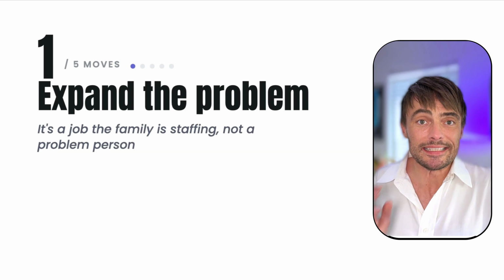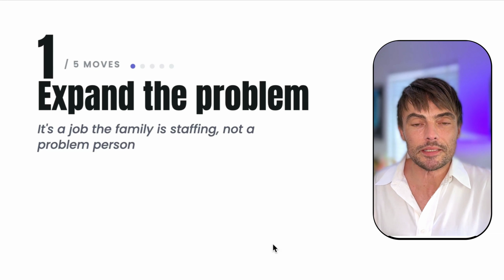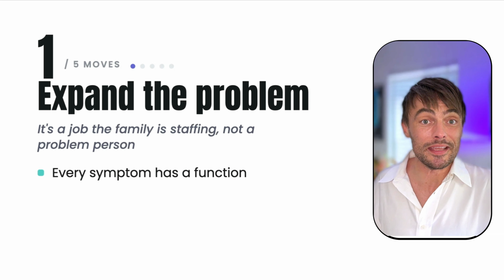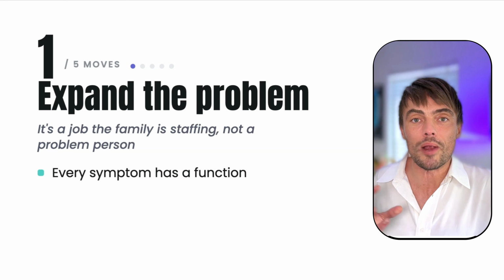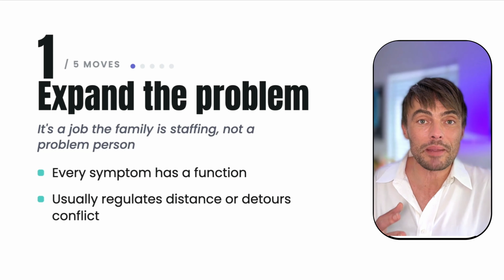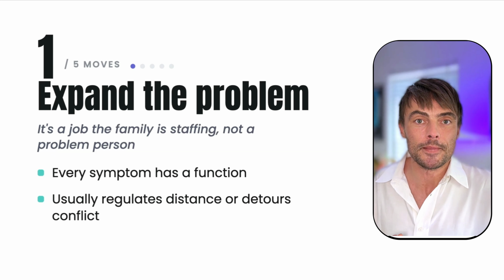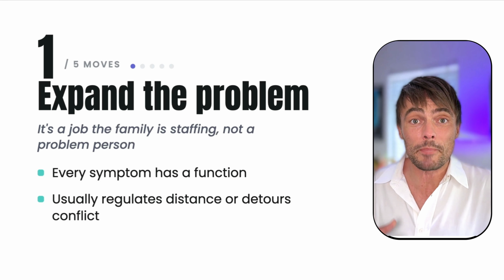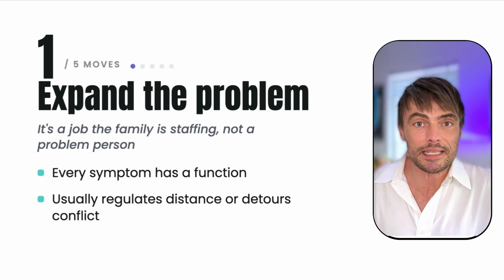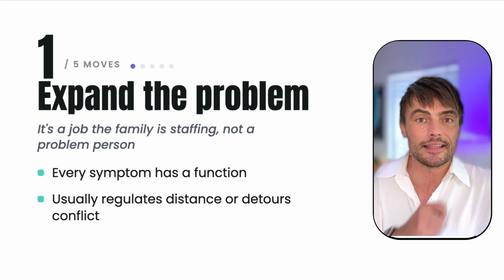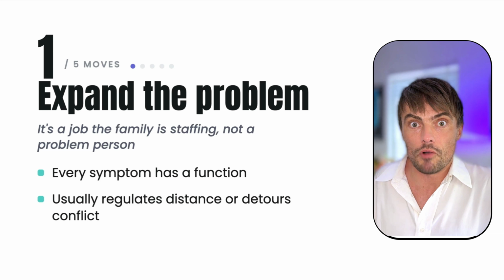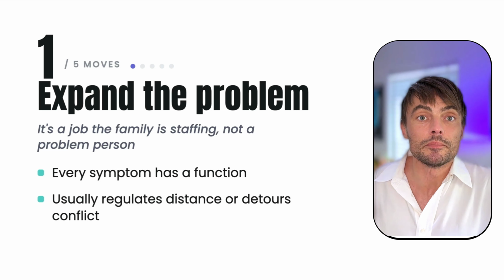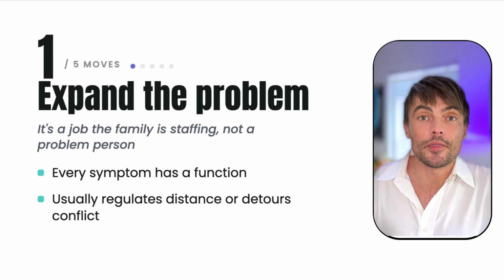So the first move here is to expand the problem. Along with this first rule, we have to remember that every symptom has a function. It does something for the family. Usually that's something to do with regulating how distant or how close people are, or sometimes about rerouting conflict. The other big thing is that it needs more than one person to keep it running. When a family comes in and says, that's the depressed one, that's the difficult one, the more useful question to ask yourself, over what is wrong with them, is what is the symptom accomplishing and who is on the payroll?